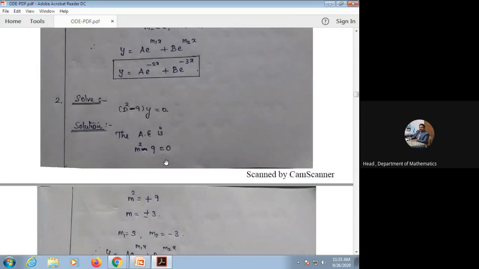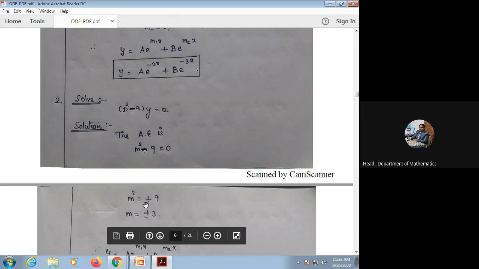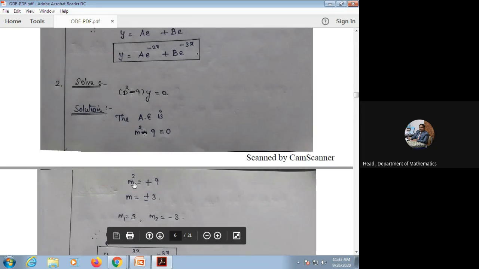And the second problem, the given differential equation is (d square minus 9) into y equal to 0. Here also we have to write the auxiliary form by replacing d by m. So m square minus 9 equal to 0. Here take minus 9 to the right hand side. Therefore m square equal to plus 9. How to find the two roots? Therefore m equal to plus or minus 3.